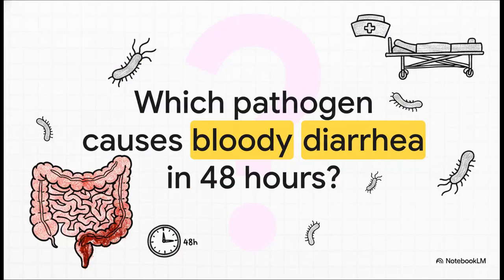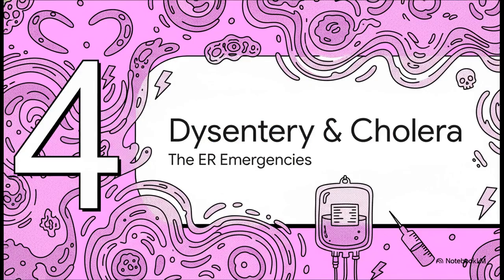Okay, I want you to think like a triage nurse for a second. Picture this. A patient rolls through the doors. They have a known incubation period of just 48 hours. They are presenting with severe bloody diarrhea, abdominal colic, and their intestinal mucous membrane is becoming necrotic and ulcerated. So which pathogen are we dealing with here? That brings us to Section 4, severe dysentery and cholera, the ER emergencies.